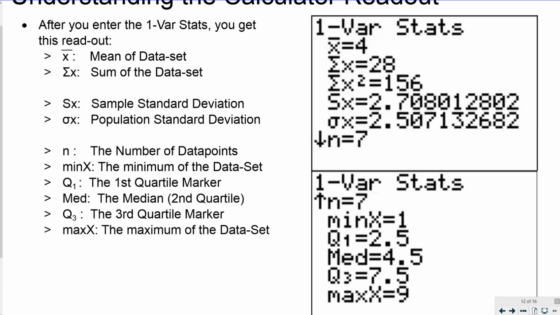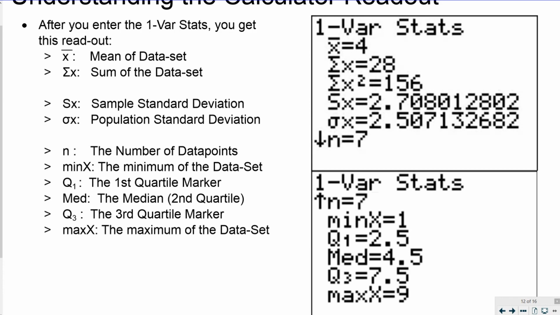The capital S x means the sample standard deviation, and the population standard deviation is the little small sigma with an x. I will explain the difference between those in just a second. n stands for the number of data points. The minimum of x stands for the minimum of the data set. Q1 is where the first quartile is. Median is where the median, the second quartile, is. Q3 is where the third quartile is. And the max is the highest number in the data set.